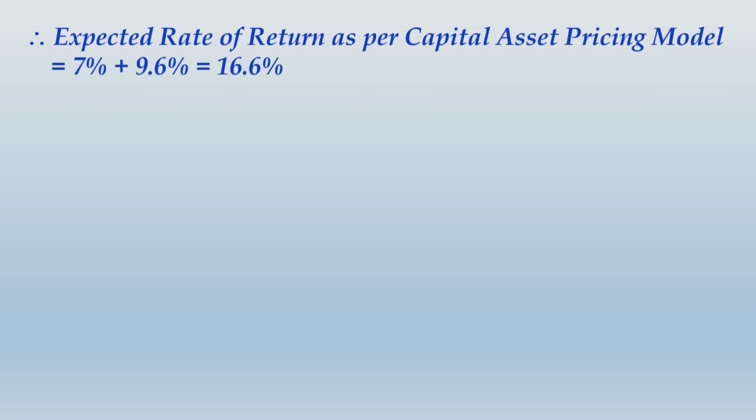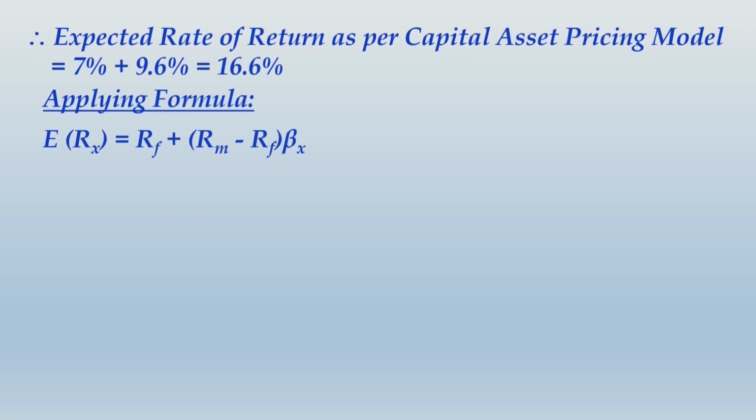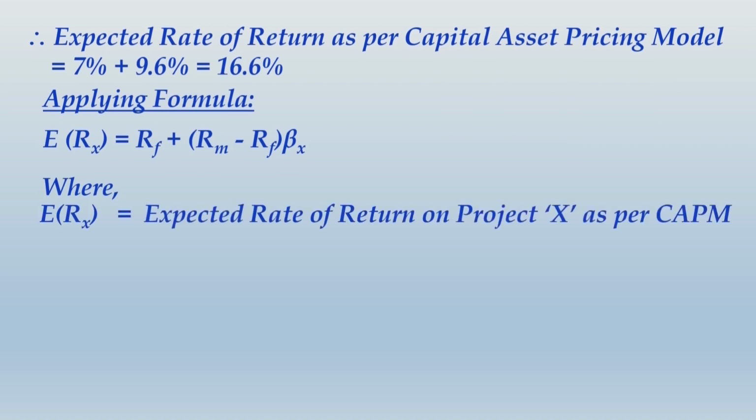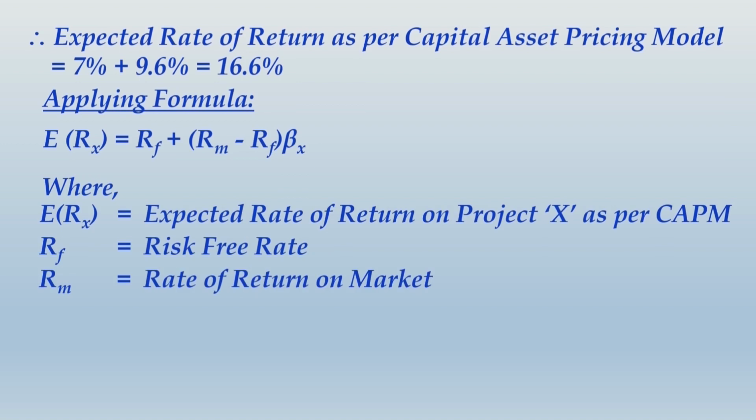If you want to apply the formula and make the computation, ERX will be RF plus (RM minus RF) into beta of X, where ERX is the expected rate of return on project X as per CAPM, RF is the risk-free rate, RM is the rate of return on market, and beta is the beta factor for project X, where you have understood the meaning of beta.